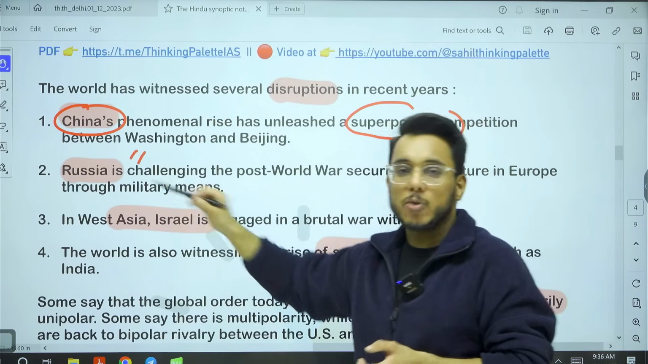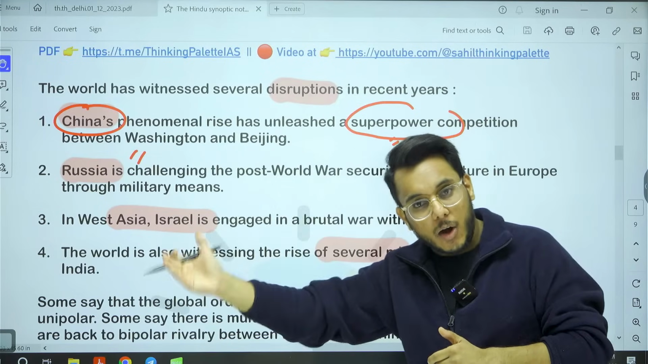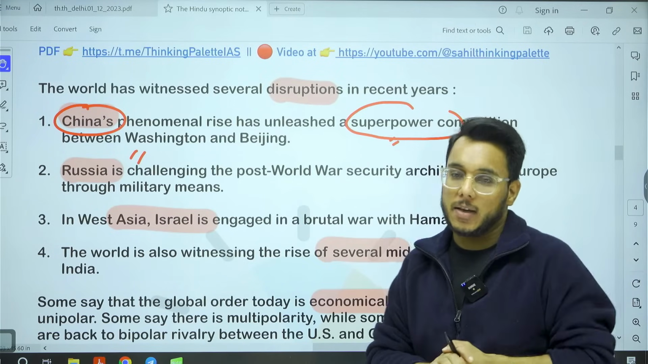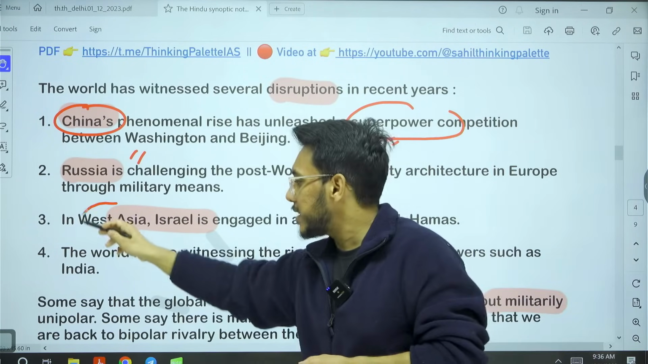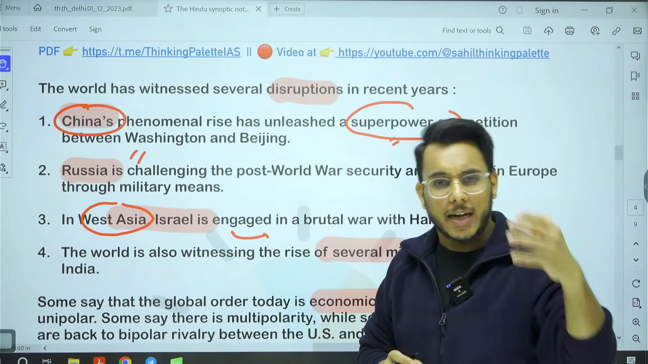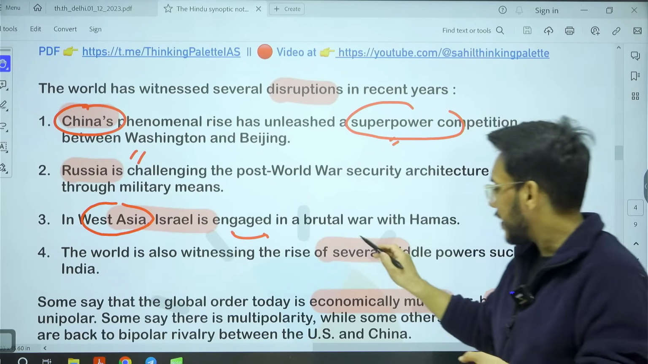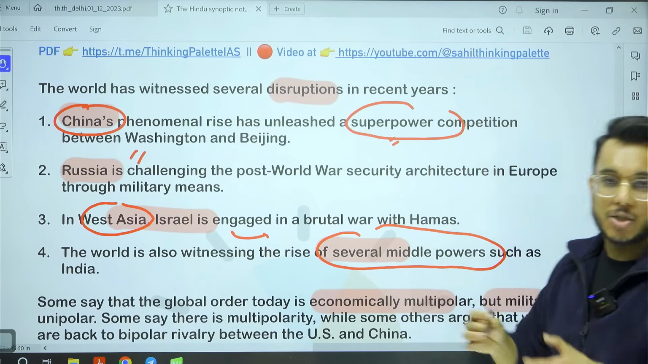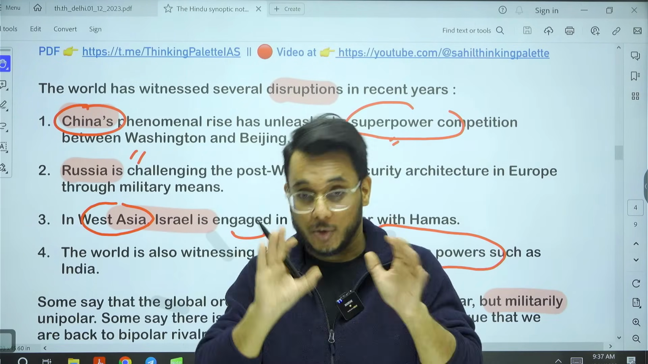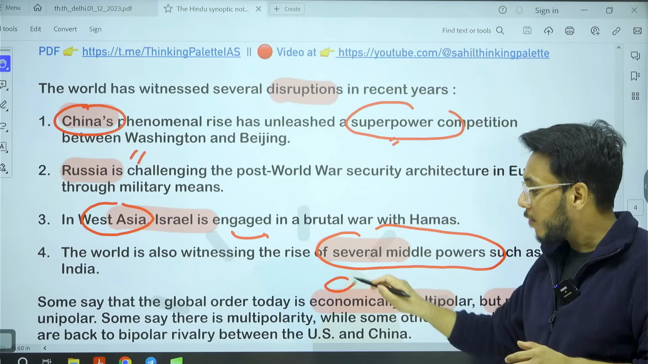Second, Russia has now started to challenge the West and the USA. Russia is doing this outrightly through the Russia-Ukraine war that is going on, and nearly 2 years have passed for this war. After that, guys, in West Asia the Israel-Hamas war is going on, and Israel is carrying out brutal attacks on Gaza. So this is one more geopolitical problem in the world. And then there are several middle powers that have emerged, for example India and Japan. These middle powers are looking for their own place.